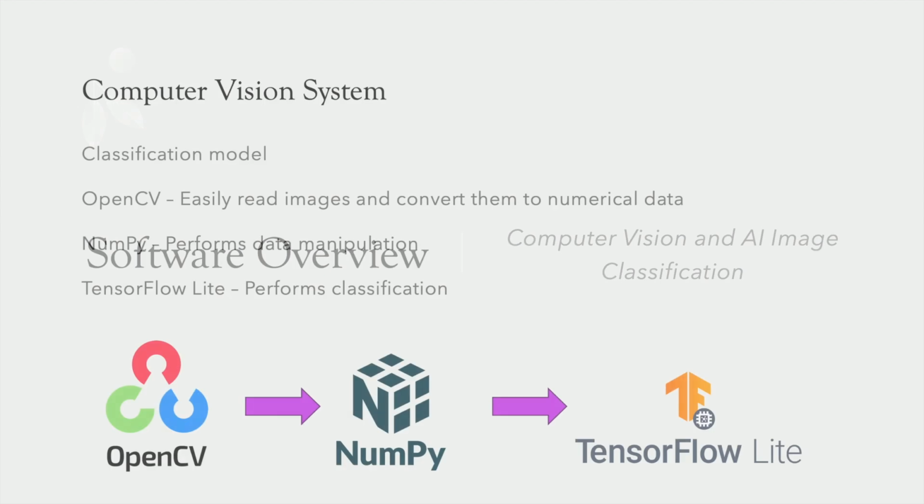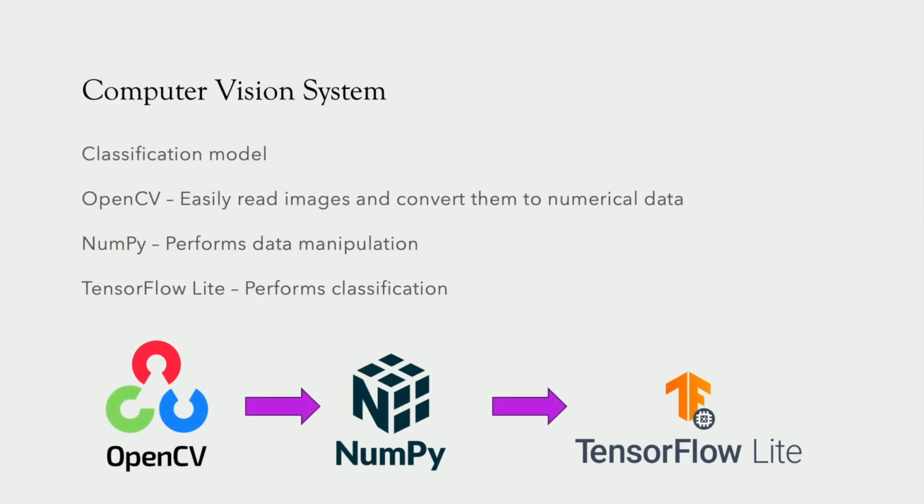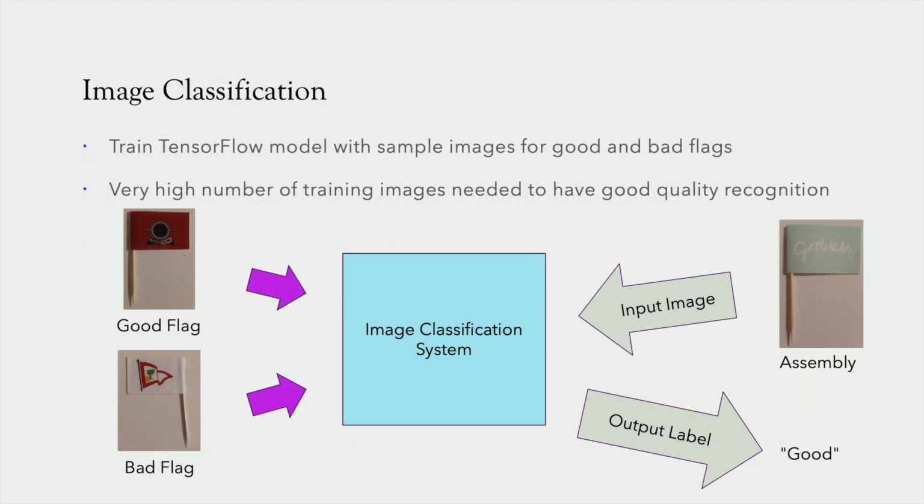For the software overview, we've got computer vision and AI image classification. For the classification models, we are using OpenCV to read the images and convert them to numerical data. We've got NumPy, which performs the data manipulation, and then TensorFlow Lite, which performs the classification. Essentially, the image classification AI will look at a flag, decide if it's good or bad, and then output the label of good or bad, so we know whether to sort and reject it, or sort it and say, yeah, this one's good to go.